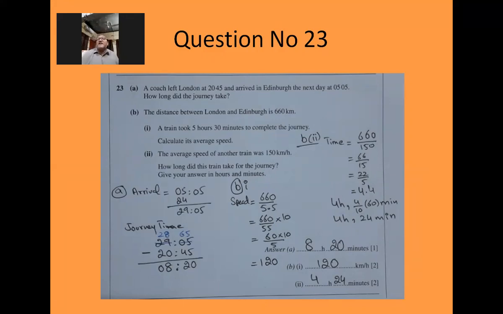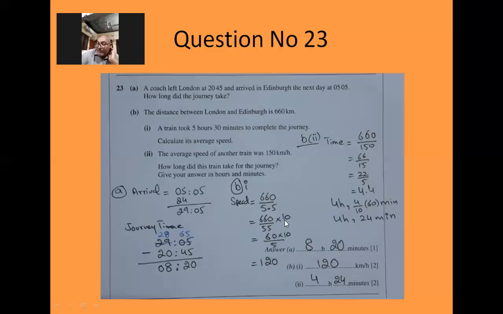Okay, the B part is: the distance between London and Edinburgh is 660 kilometers, and the train took 5 hours, 30 minutes to complete the journey. Calculate its average speed. So the average speed is equal to the distance divided by time. So the speed will be 660 kilometers divided by 5.5 hours, because 5 hours, 30 minutes means 5.5 hours.